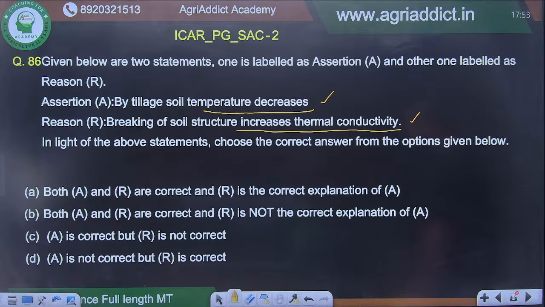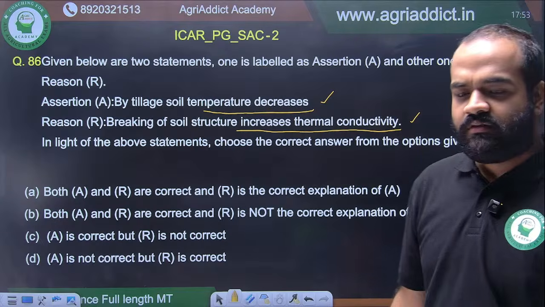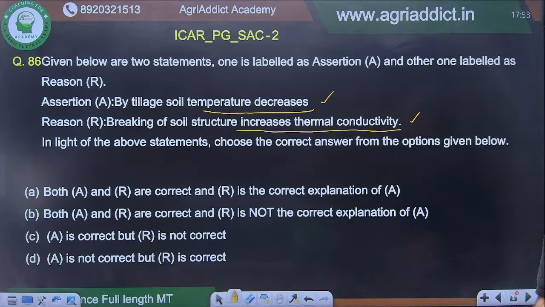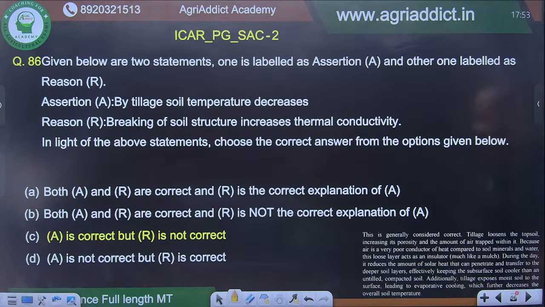I cannot see any answers at all. What is taking you so long? C, A is correct but R is not correct. Yes, you are correct, Shreyoshi.